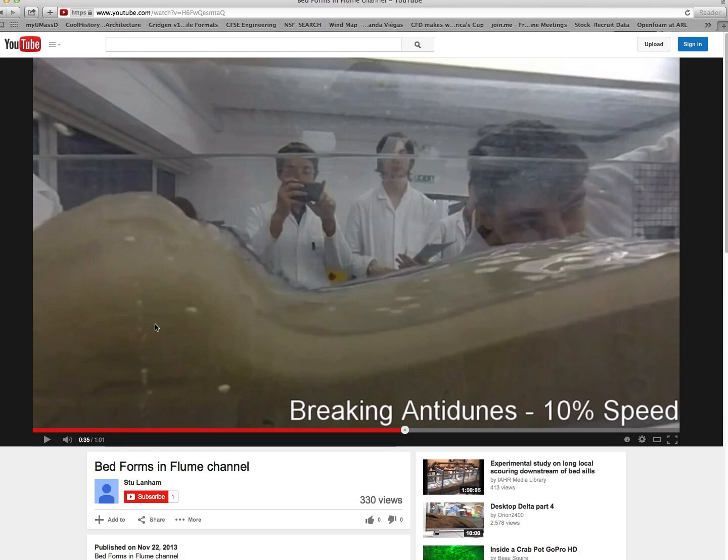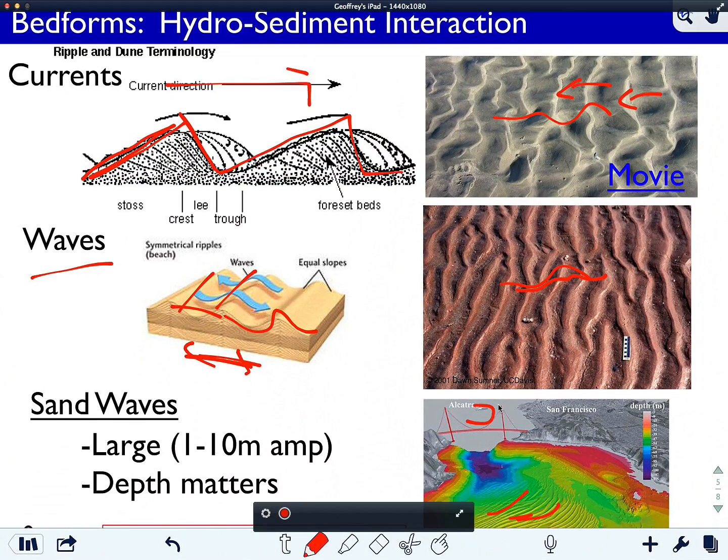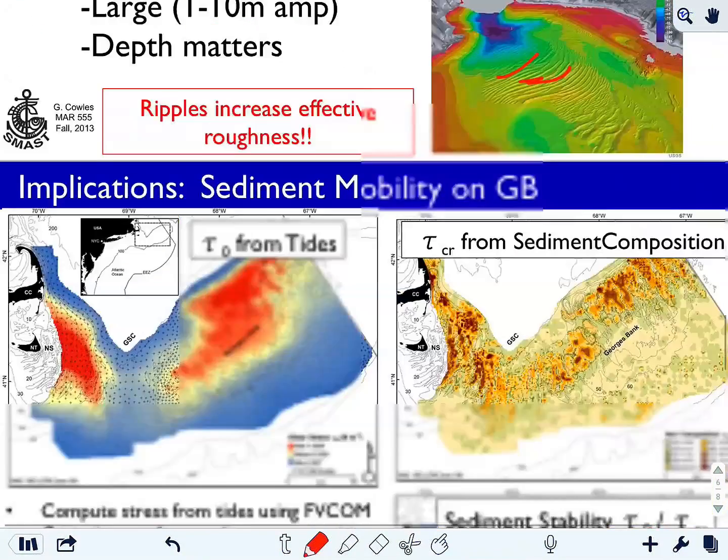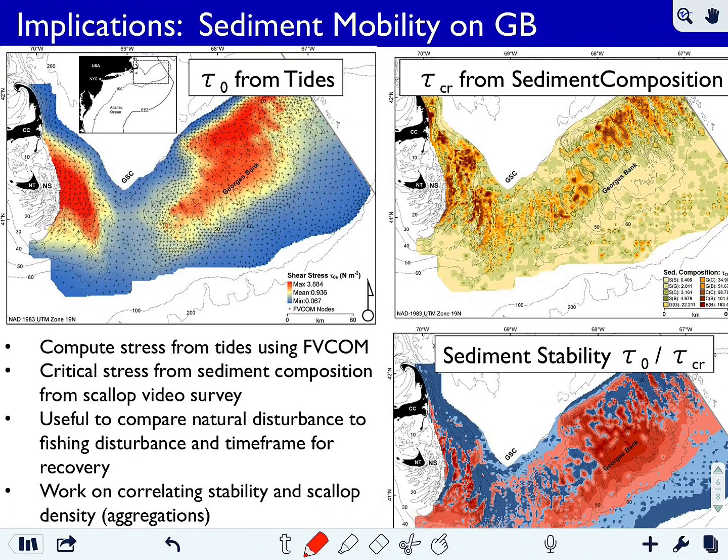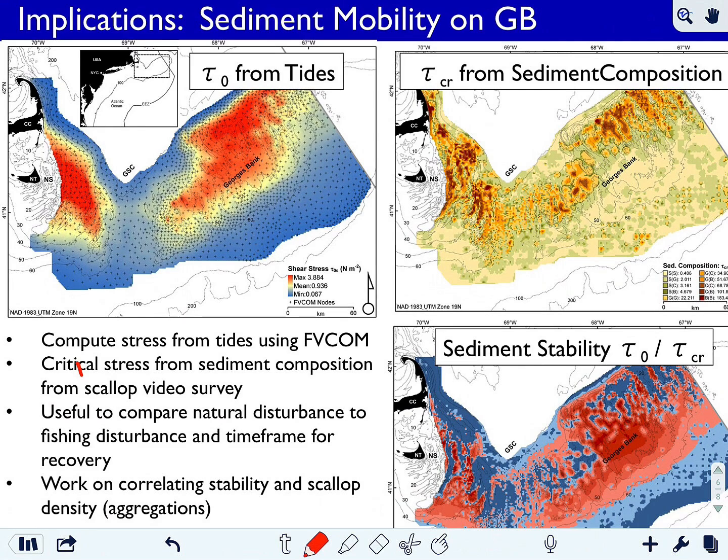Coming back to our lecture, what are some implications of this? This is from a paper I worked on with Brad Harris, a former student of Kevin Stokesbury.